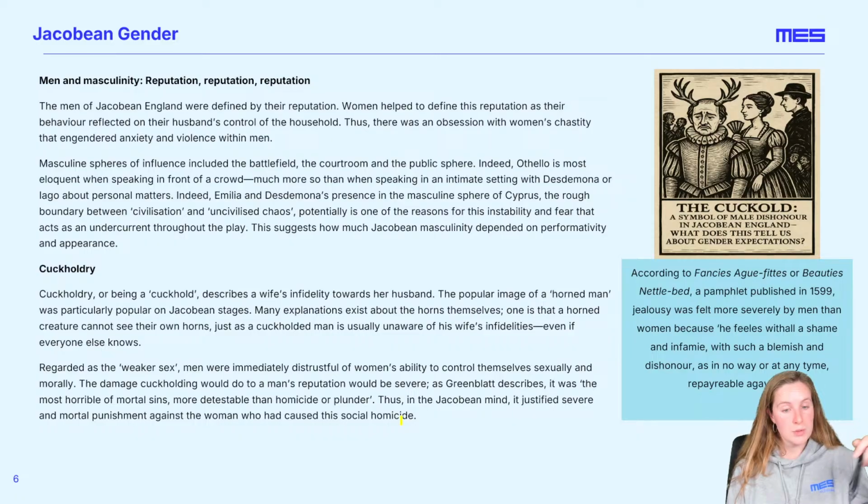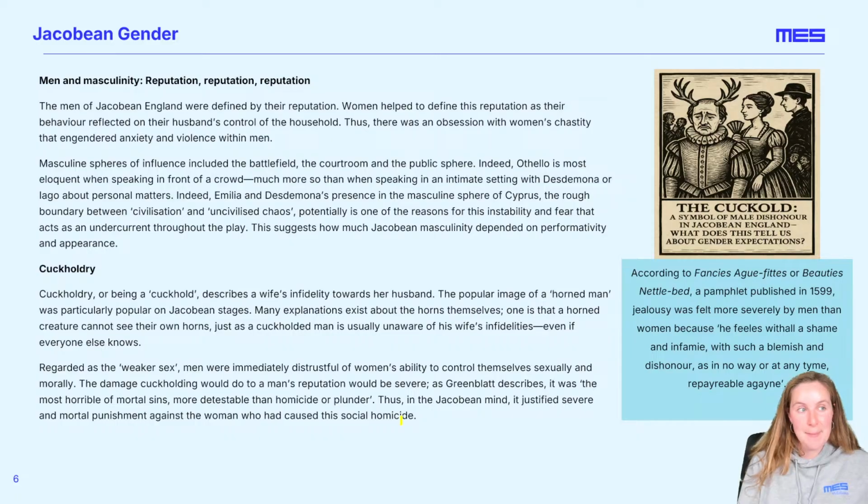The damage cuckolding would do to a man's reputation would be severe. As Greenblatt, who's a critic, describes, it was the most horrible of sins, more detestable than homicide or plunder. So worse than killing someone. Thus, in the Jacobean mind, it justified severe and mortal punishment against the woman who had caused this social homicide. So then thinking about what Desdemona supposedly does to Othello is the equivalent of murdering him in terms of his reputation, murdering him socially. Why then would he act so forcefully? Because he is being destroyed, and he, as a black man in Venice, is already in such a precarious position.